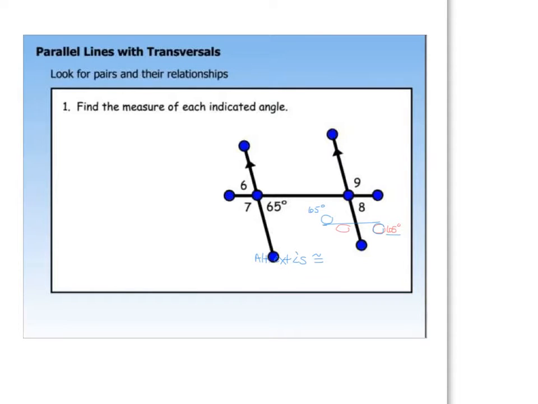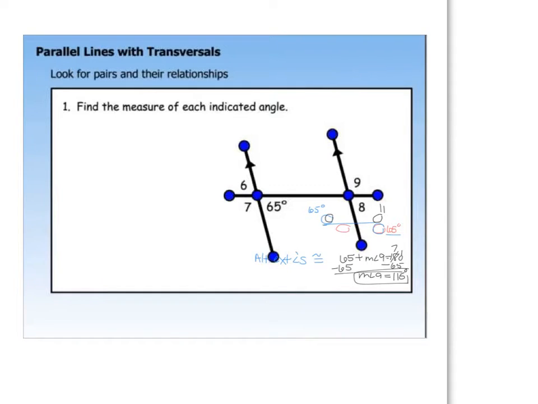How would I get angles 7 and 9? Well, looking at 6 and 9, aren't these same side exterior? And didn't we learn that same side exterior angles add up to 180? So I know that 65 degrees plus angle 9 are going to equal 180. So I can subtract 65 degrees from both sides. So what's the measure of angle 9? 115.